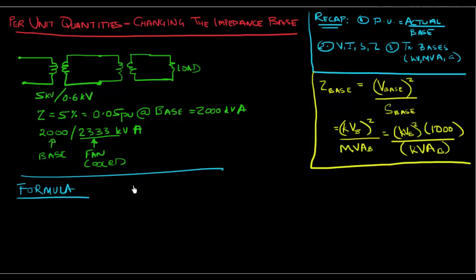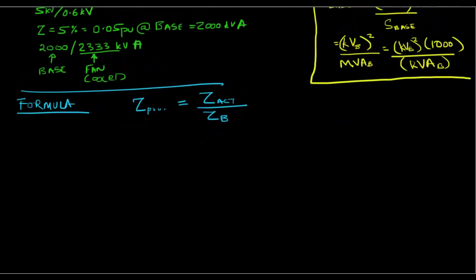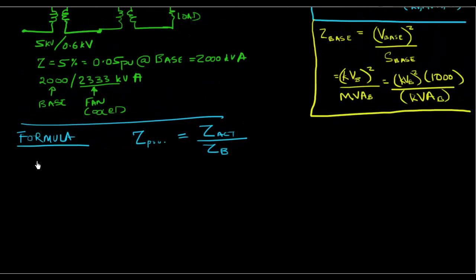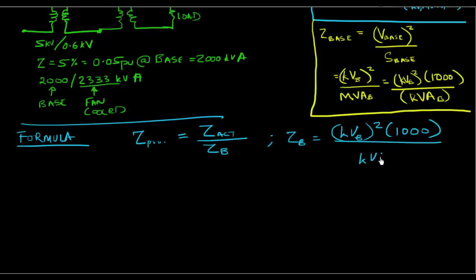What do we know so far? We know that Z per unit is equal to Z actual over Z base. We know that much. What else do we know? We also know that Z base, so let me write that here, Z base, as I've written here, is nothing but kV base squared times 1000 over kVA, the power base, right? So we need to know these two things.